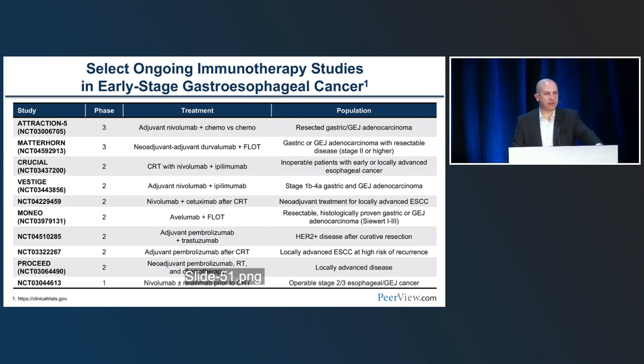For example, in the patients who don't undergo surgical resection, who aren't candidates for surgery, what do we do with those people? We're trying to answer that question. We're trying to answer the question of, does gastric cancer behave differently than esophageal cancer with these drugs? So there are some really important studies ongoing over the next few years.